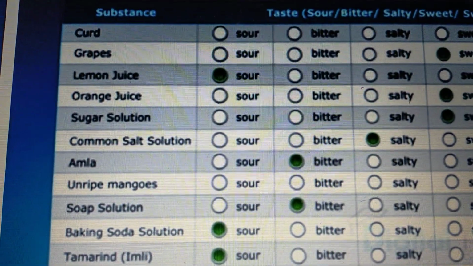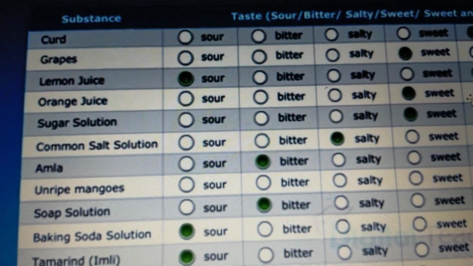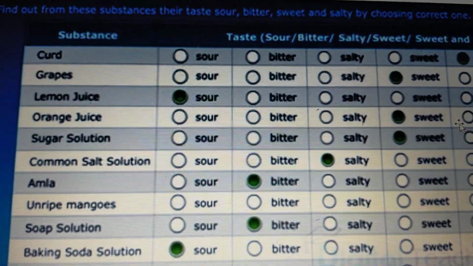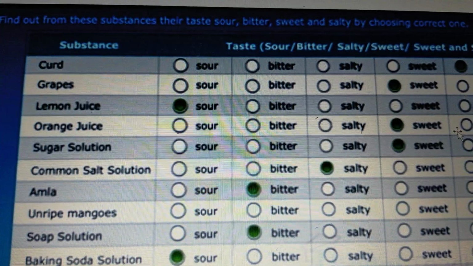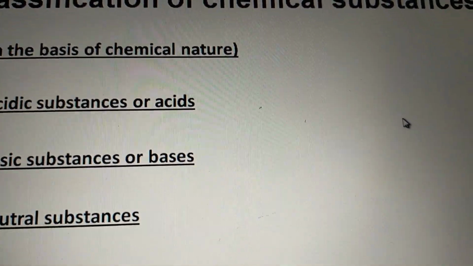Now, the next part which I am going to tell you is about the classification of chemical substances.